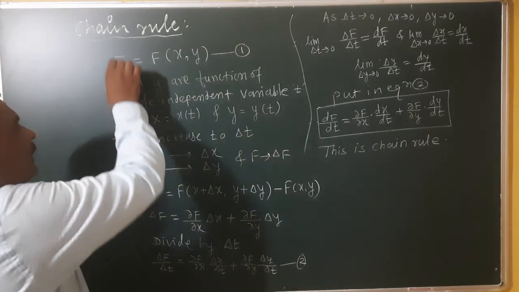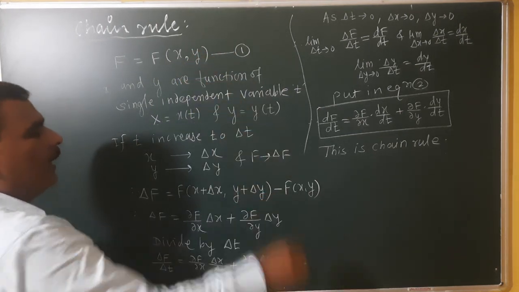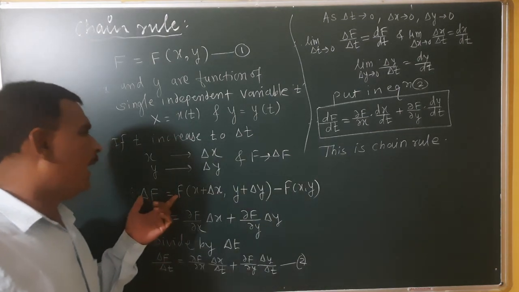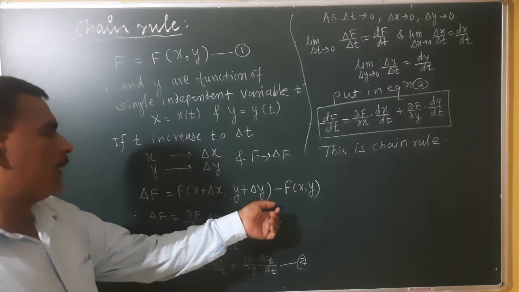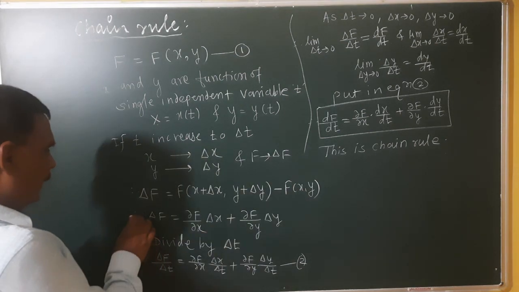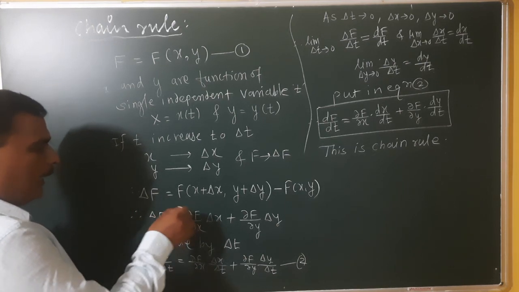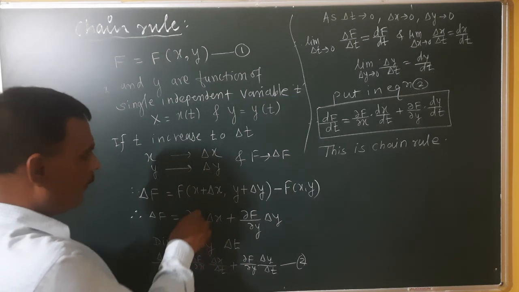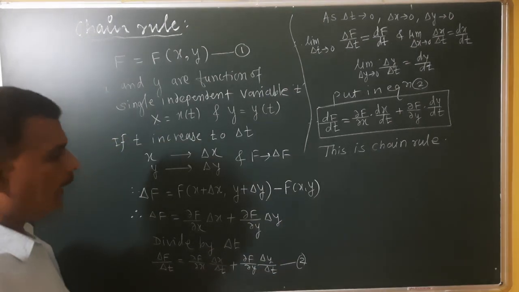What we have to get is that f changes to delta f, x changes to delta x, y changes to what? Delta y. Independently we have to subtract equation 1 from this, and we get that delta f is equal to f of (x plus delta x, y plus delta y) minus f of (x, y). Therefore, by differentiation, delta f is equal to dou f by dou x into delta x plus dou f by dou y into delta y.